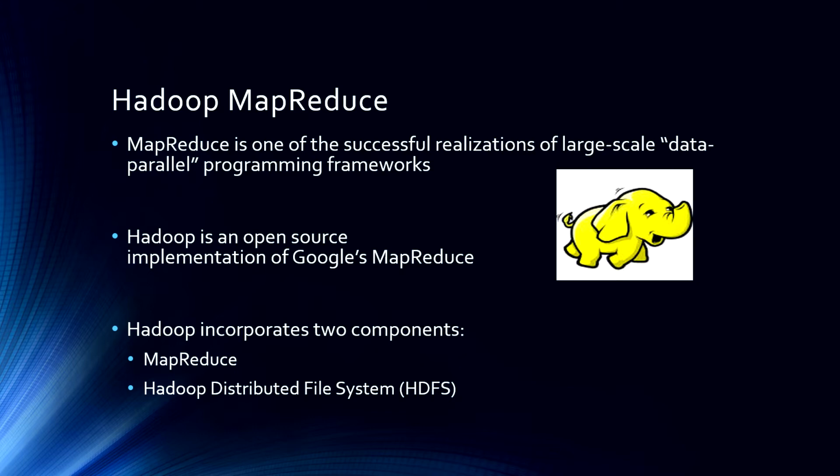MapReduce is one of the most successful realizations of large-scale data parallel programming frameworks for large-scale data processing. It's the most suitable framework. It's an open source implementation of Google's MapReduce. Google gave out a paper regarding how they are processing data at their data centers, and Apache got inspired by it and used it in their implementation of Hadoop. It incorporates two components, the first being MapReduce and the second being a distributed file system.